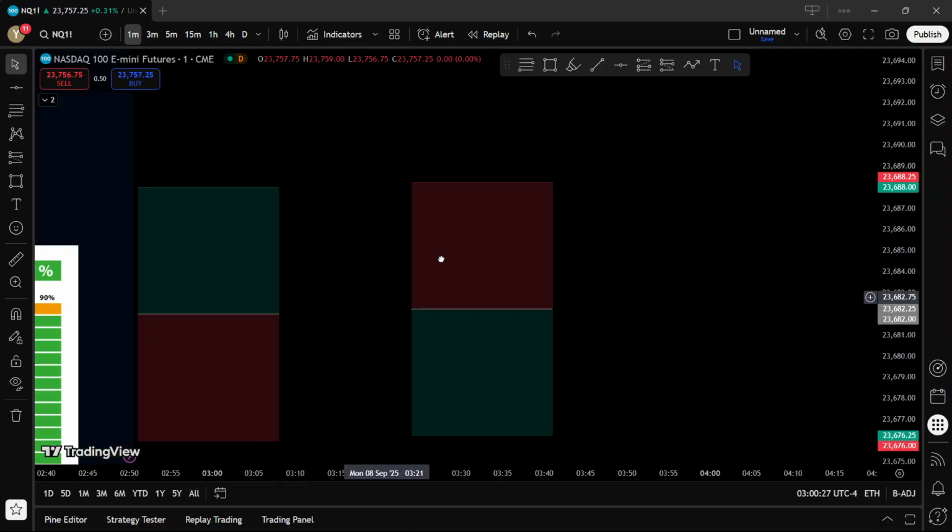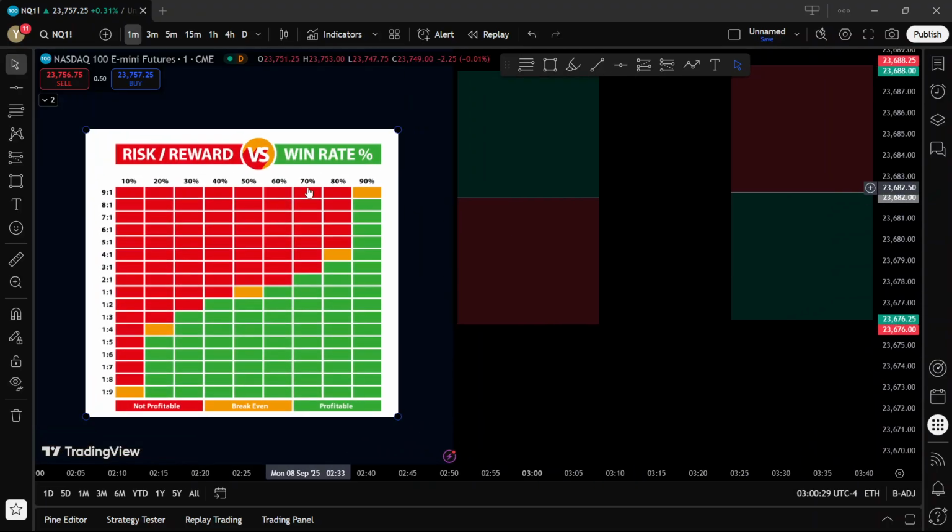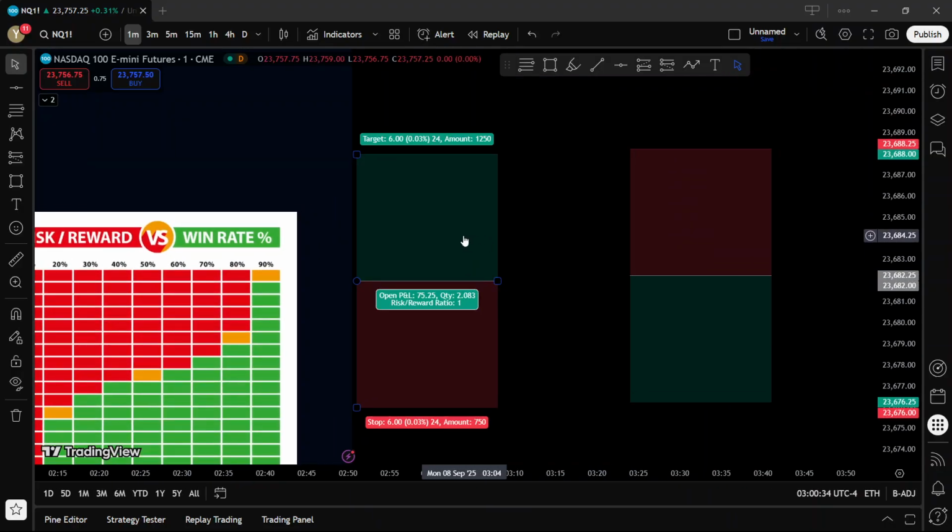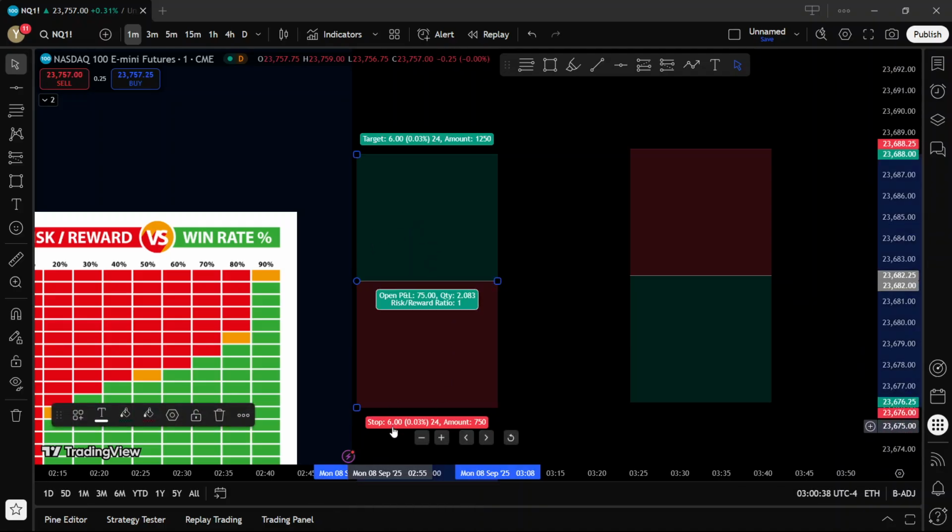So then we have risk to reward versus win rate. So what's a risk to reward? A risk to reward is like this. As you can see on the stop, for every 6 points that I'm losing, I'm making 6 points. So for every 1 point that I'm losing, I'm making 1 point. This is a risk to reward ratio of 1. And this is for buys. If I were to buy right here, I would put my take profit order up here, and I would put my stop loss order right here.